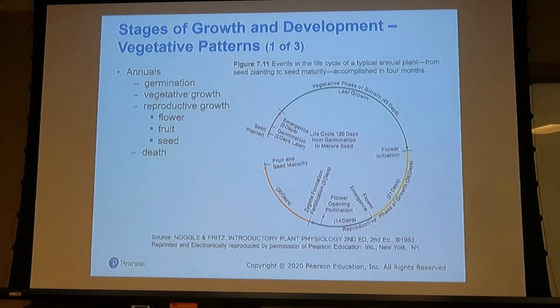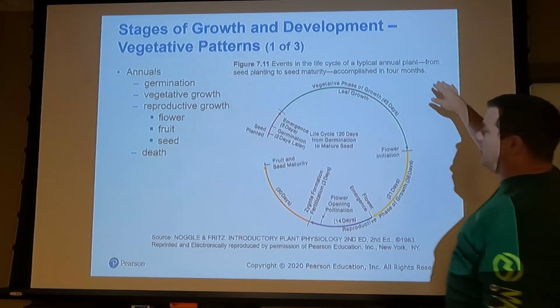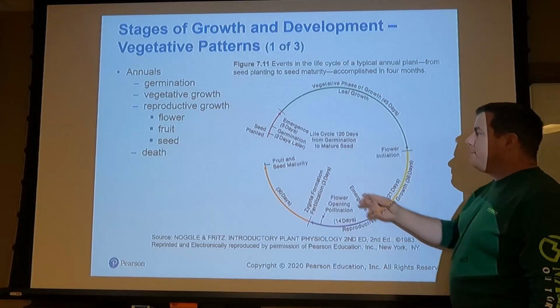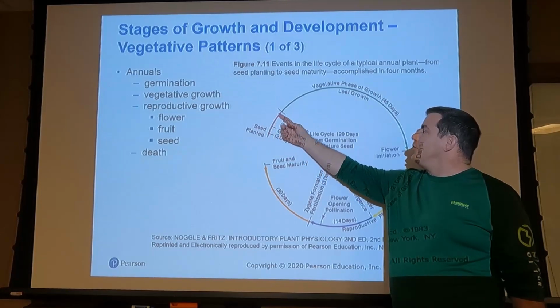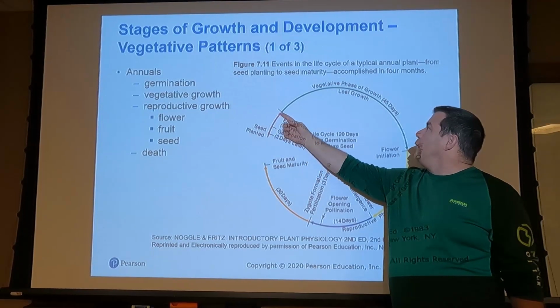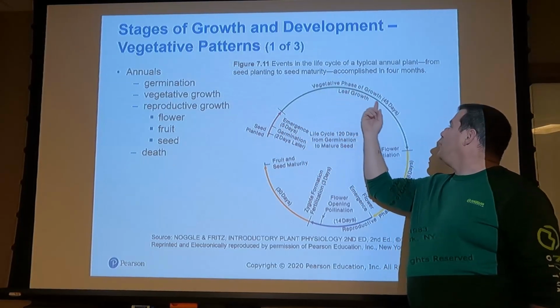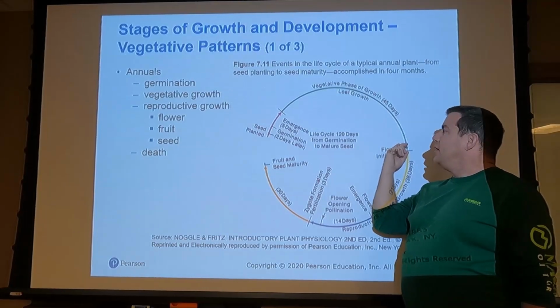This figure is showing kind of the life cycle of how many days is this? I think this ended up being 4 months, to accomplish in 4 months. If you think about corn, we're gonna plant corn. About a week later, it's going to emerge. It will undergo our vegetative growth, so about 45 days.